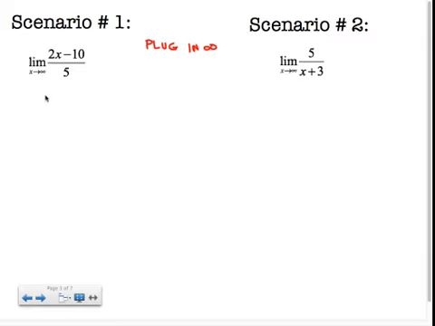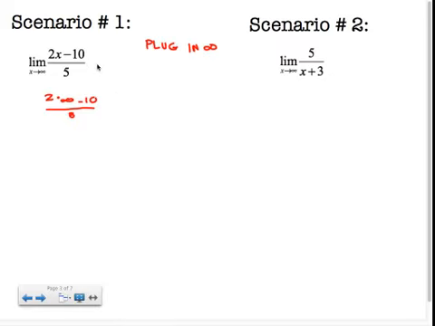Well, I would get 2 times a very, very large number, as large as I would care to make it, minus 10, divided by 5. And I need to ask myself, what's actually happening here? Well, 2 times a very large number is a very, very large number, and if I subtract 10, it doesn't really do much. It's still a large number.